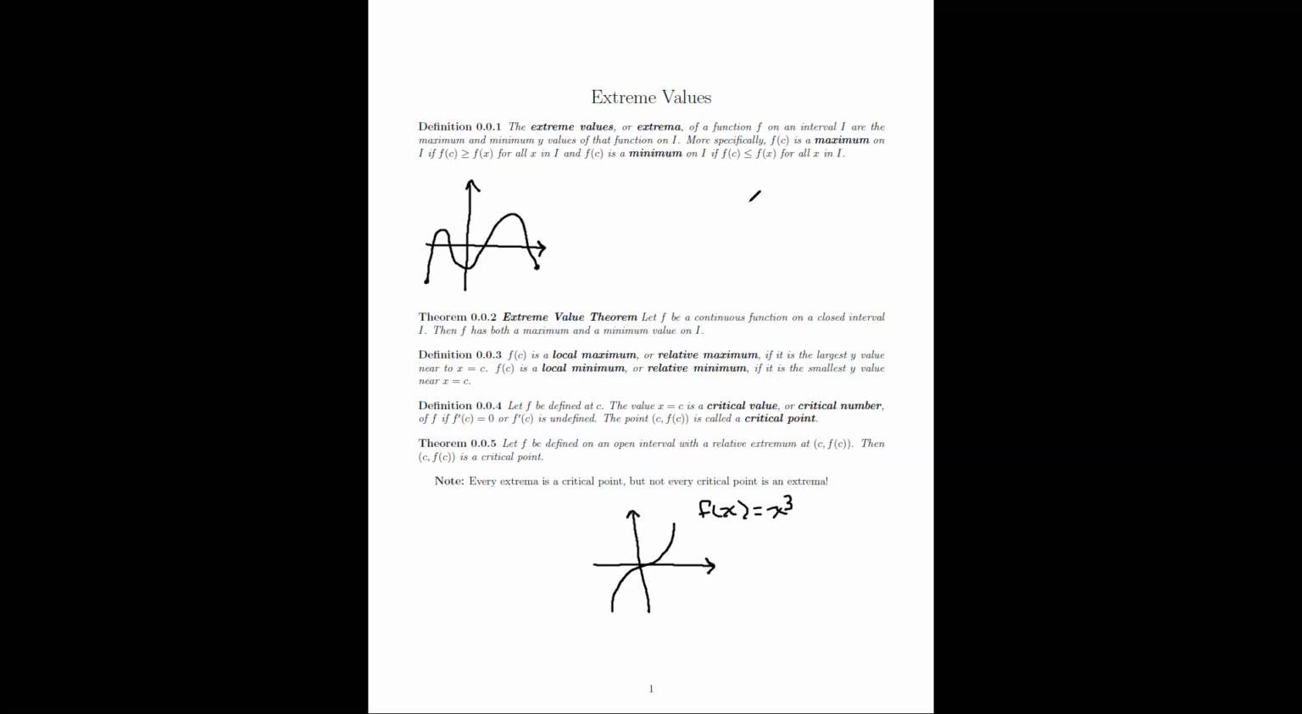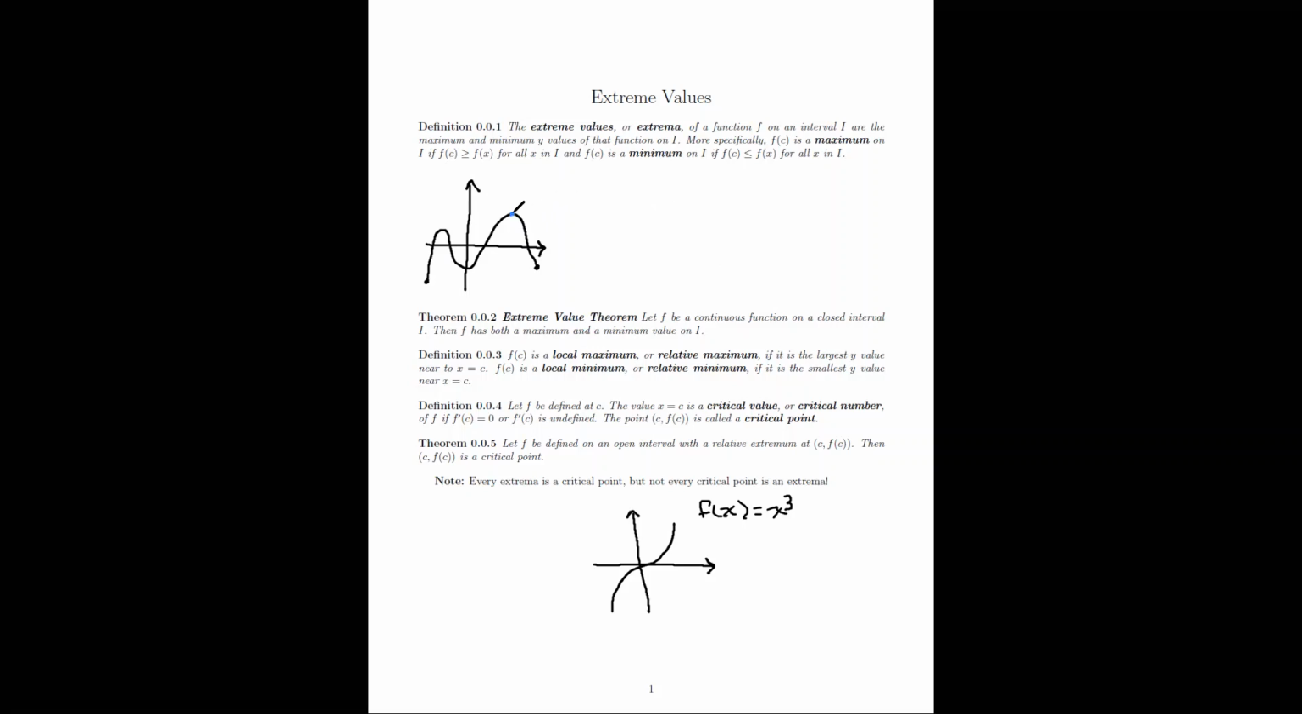Today we're going to be talking about extreme values. Extreme values of a function on an interval are exactly what they sound like. They're just the maximum or minimum y values of that function on our interval. So if we take a look at this graph, we can find those values just by eyeballing.